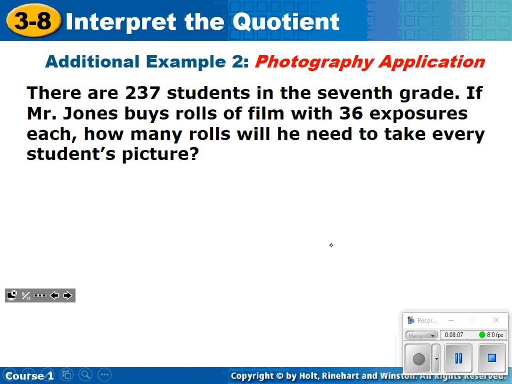Okay, so he buys rolls of film with 36 exposures each. How many rolls will he need to take every student's picture? Okay, so that sounds like we got 237 divided by 36.